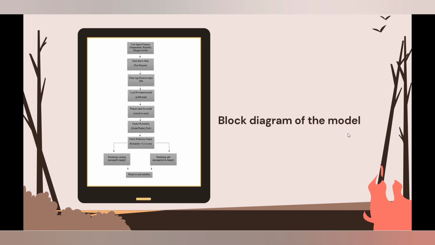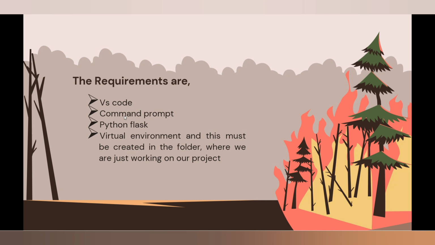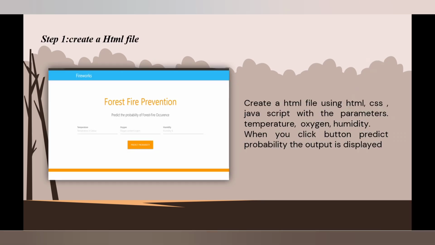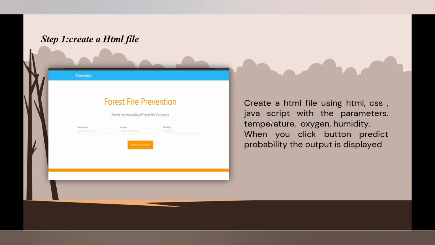Now this is the block diagram of the model, and this is the implementation. The requirements are VS Code, command prompt, Python Flask, and a virtual environment, which must be created in the folder where we are working on our project. This is the HTML file we created using HTML, CSS, and JavaScript, with parameters such as temperature, oxygen, and humidity. When you click the predict probability button, the output is displayed.